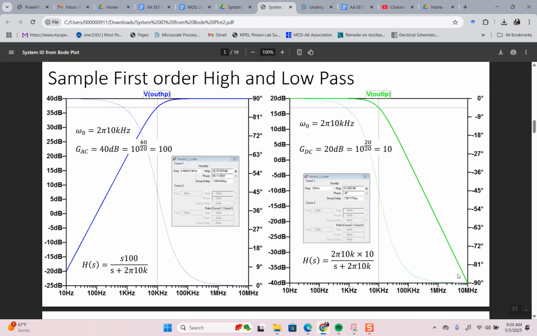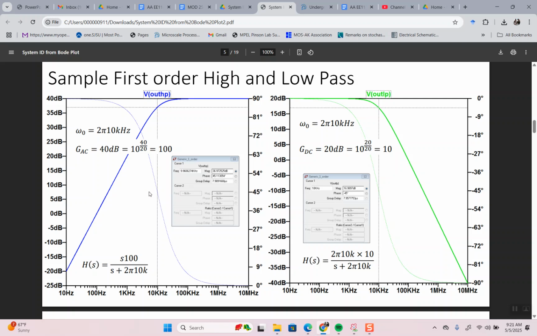So, just going through some samples. Here we have a high pass. Here we have a low pass, right? Omega naught is 2 pi 10 kilohertz. The gain here is 40. So the minus 3 dB point is 37, not minus 3, down here, but it's from the maximum value, right?